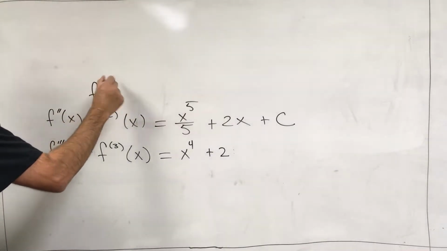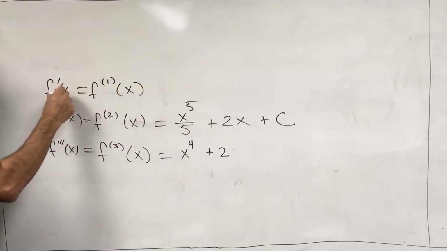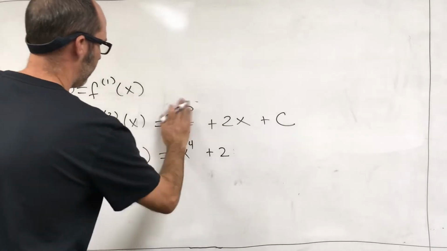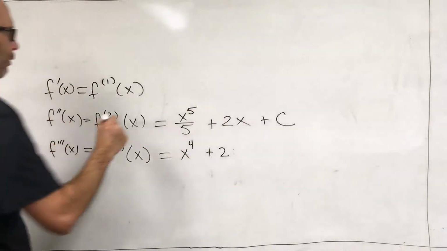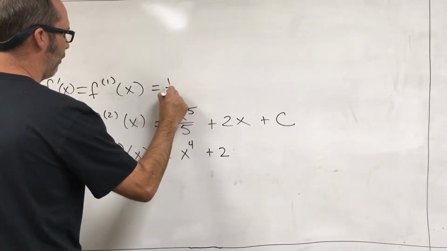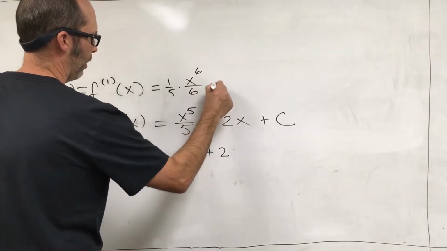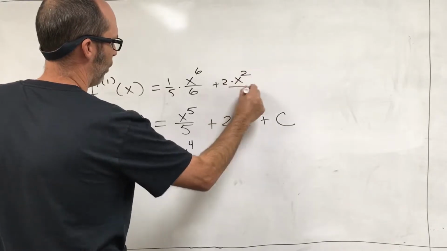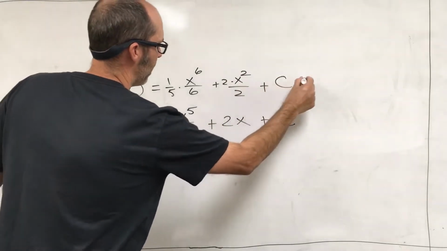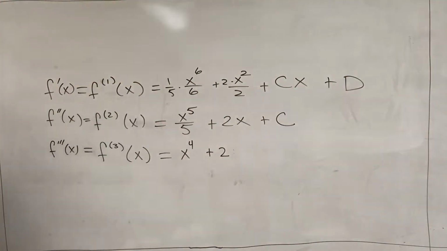Okay, so f prime of x, the first derivative, let's see, this was a 5 there, x to the 6 over 6, so we have 1/5 x to the 6th over 6 plus 2 times x squared over 2 plus cx plus d. Remember, c and d are just constants. And now you can check your work.